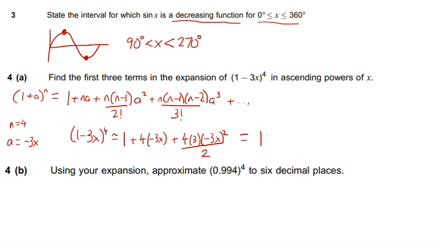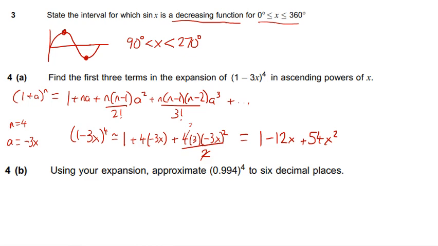So 4 times minus 3 is minus 12. And then we've got, well, first of all, 4 over 2 is 2. And then we've got 3 times 3 is 6, and then minus 3 squared is 9. So we've got 9 sixes, that's 54. Okay, now the first three terms.